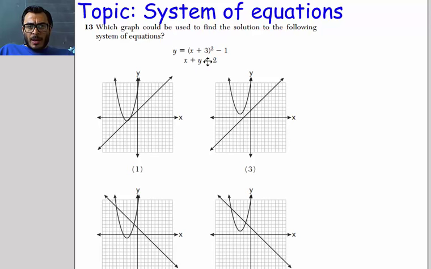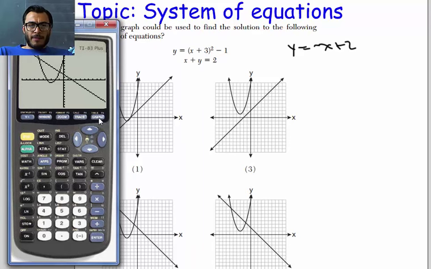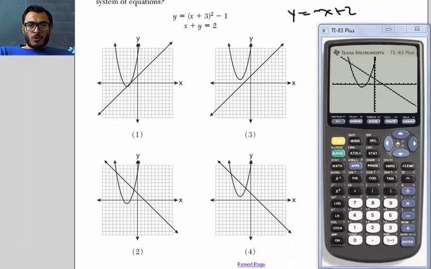So we get our graphing calculator, press y equals, and input your equations into y1 and y2, then you hit graph. That's what our graph looks like. So the answer is going to be either choice 2 or choice 4. Now, they sort of look alike, but upon further observation, you'll see that the parabola actually goes below the x-axis. So the answer is choice 2.